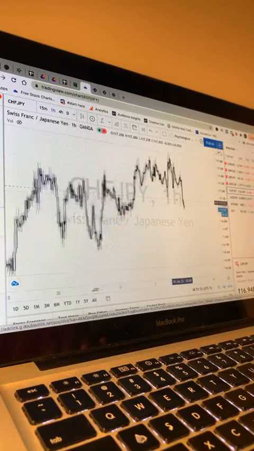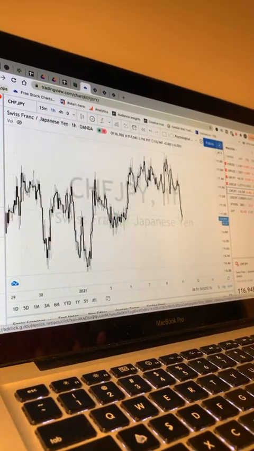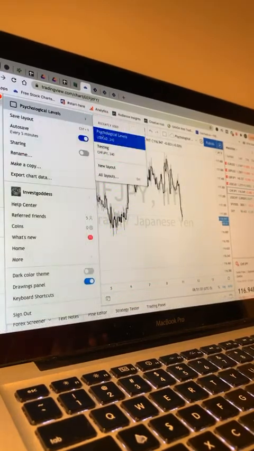Switch to JPY. I think I have this marked on my other chart. Let me go to my other chart.